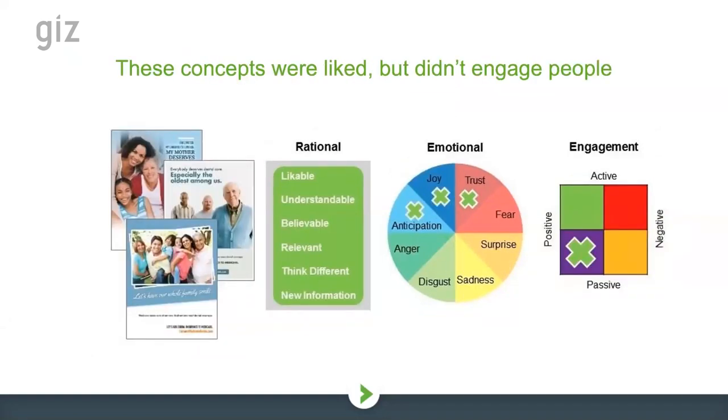And then here's one where people had a lot of good emotions: anticipation, joy, trend. You're going, oh, wow, this one's really going to do well. But it was passive. It was positive passive. So again, they like these ads. They're not going to make any difference. They're not really engaged in them very much. So the main concept here is you're going to want to test rational pieces, emotional pieces, and engagement.